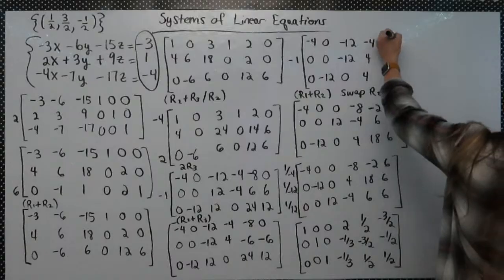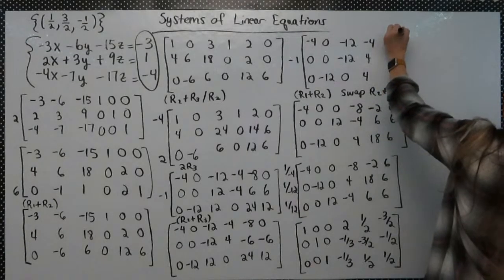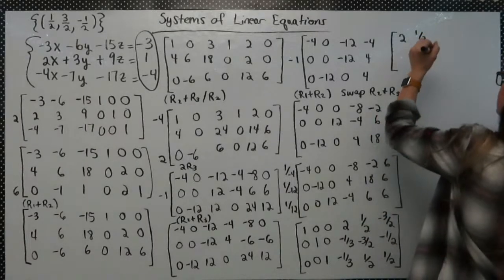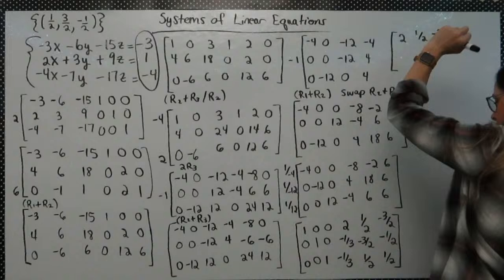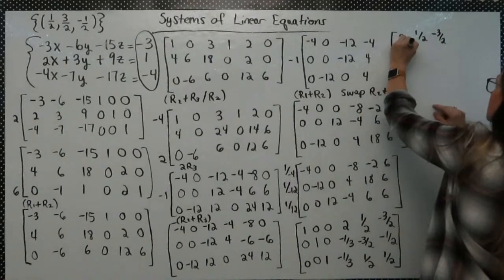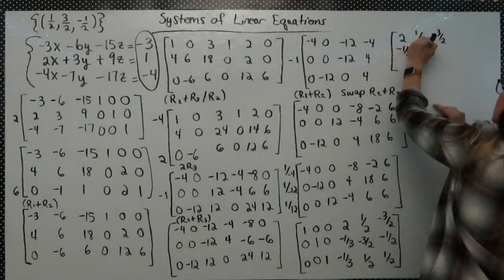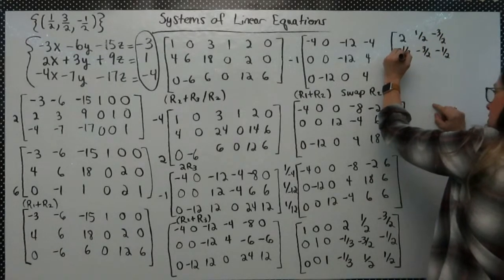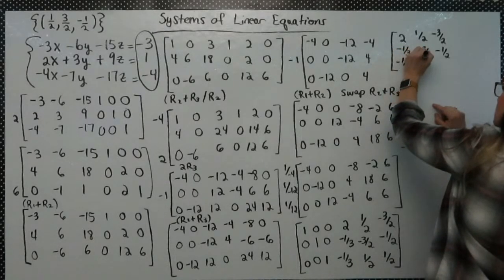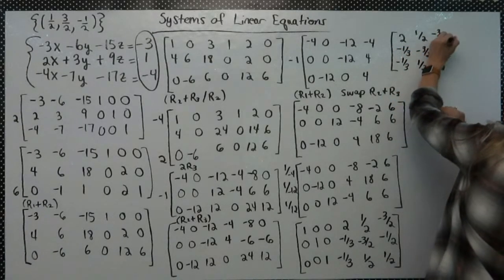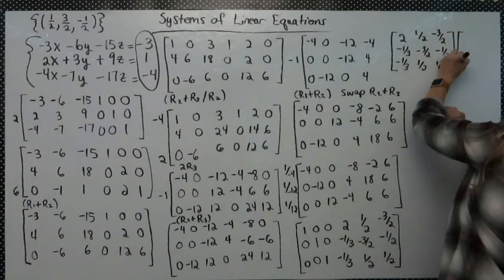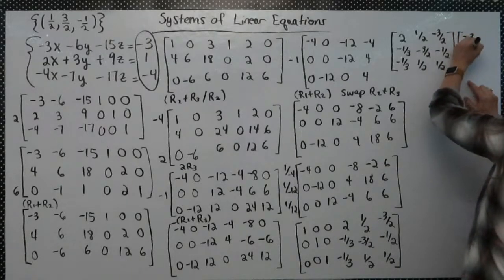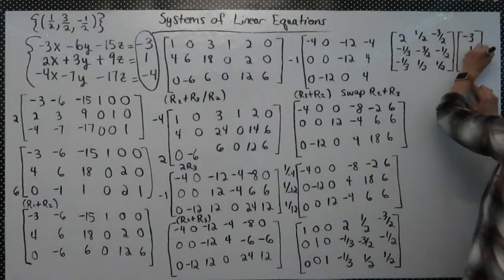So what I'm going to do is put my inverse here. So it's 2 1/2, negative 3 halves, negative 1/3, negative 3 halves, negative 1/2. And this one is negative 1/3, 1/2, and 1/2. What I'm going to do is multiply it by the constants matrix. So this is -3, 1, -4, and this should give the solution.